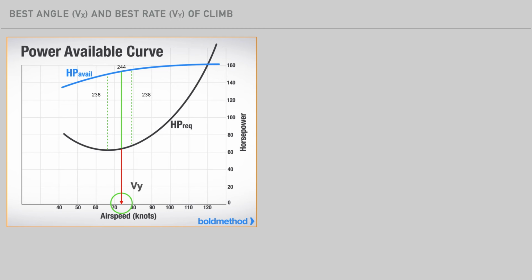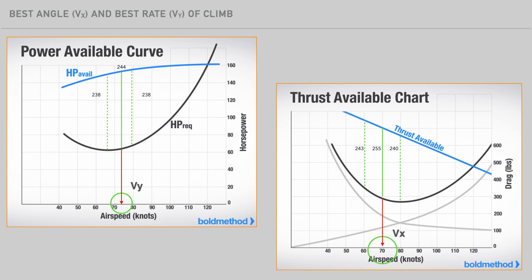As we did for computing Vx, we look at the greatest difference between the power available curve and the power required curve to determine Vy, which in this case is roughly 74 knots. Compare this against the best angle of climb, which occurs at about 70 knots.